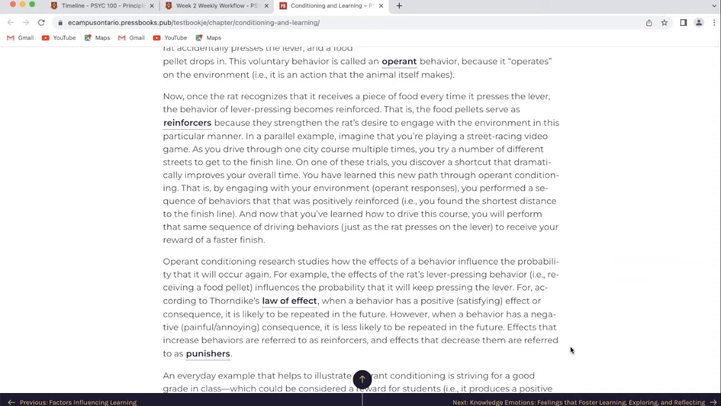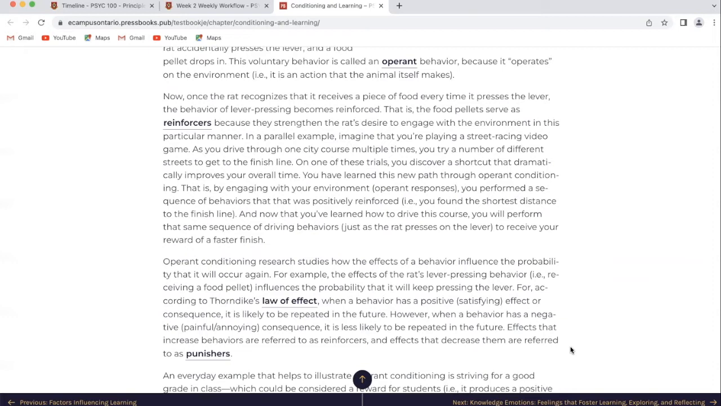In a parallel example, imagine that you're playing a street racing video game. As you drive through one city course multiple times, you try a number of different streets to get to the finish line. On one of these trials, you discover a shortcut that dramatically improves your overall time. You have learned this new path through operant conditioning. That is, by engaging with your environment, operant responses, you performed a sequence of behaviors that was positively reinforced, i.e., you found the shortest distance to the finish line.